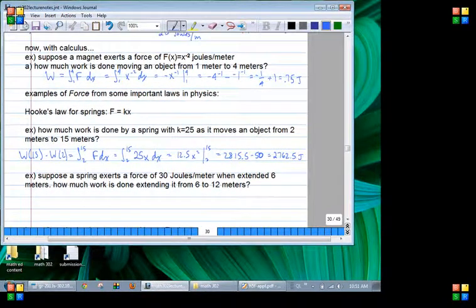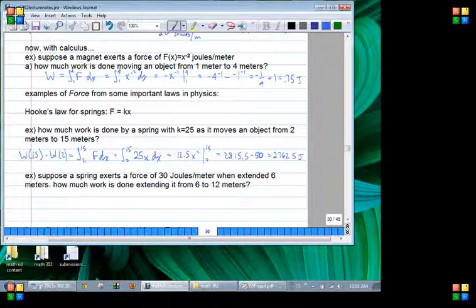Okay. So here, another spring problem. Suppose a spring exerts a force of 30 joules per meter when extended 6 meters. How much work is done extending it from 6 to 12 meters? All right. So Kx is equal to 30. Okay. So what piece of information is missing here? K. There's no K. So what do you think you're going to have to do? You have to find K.